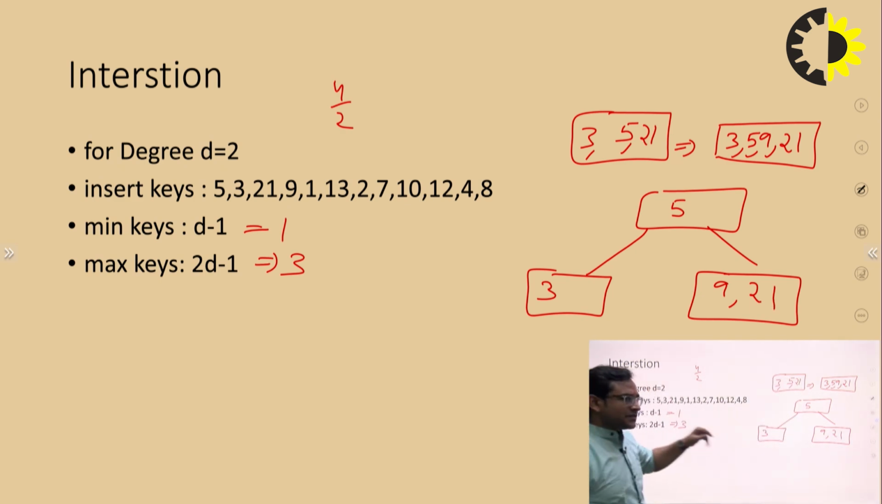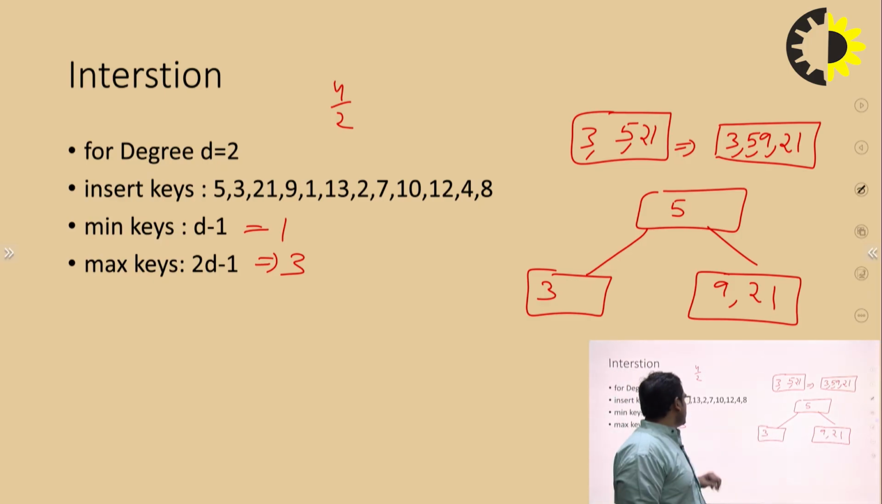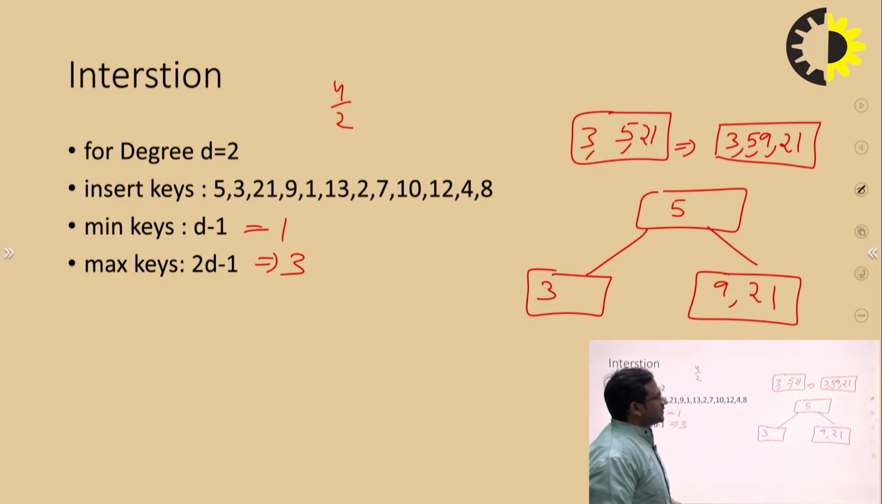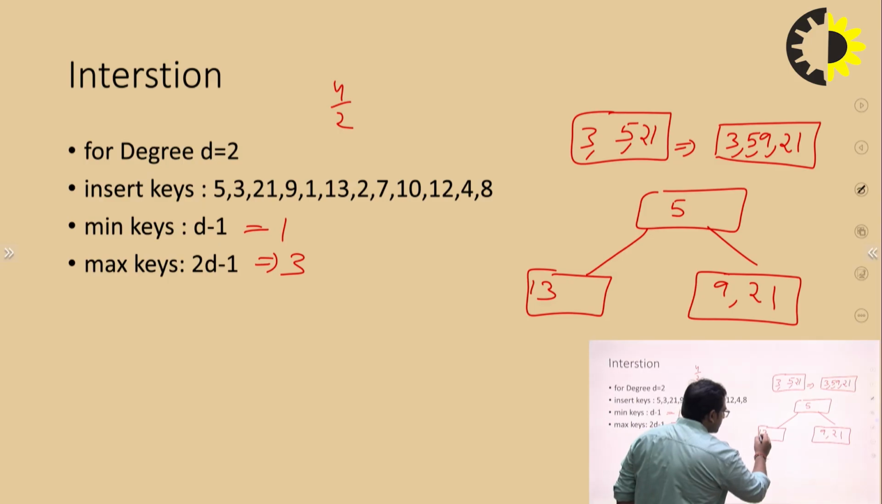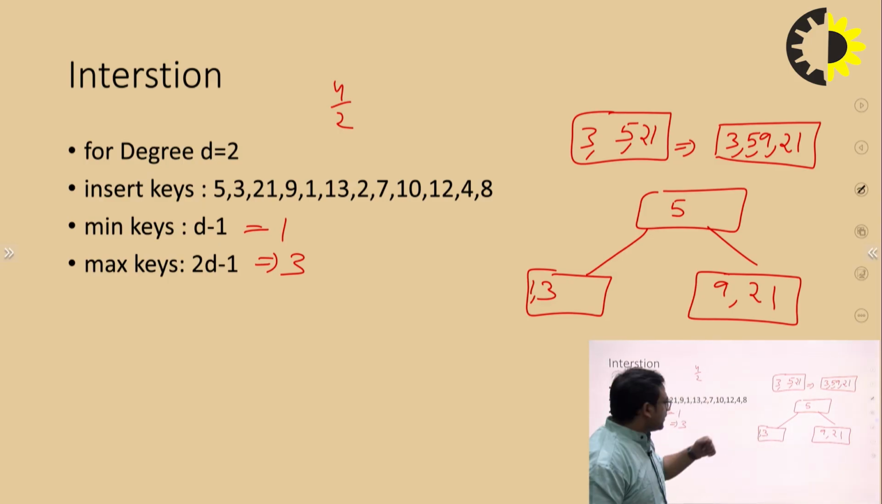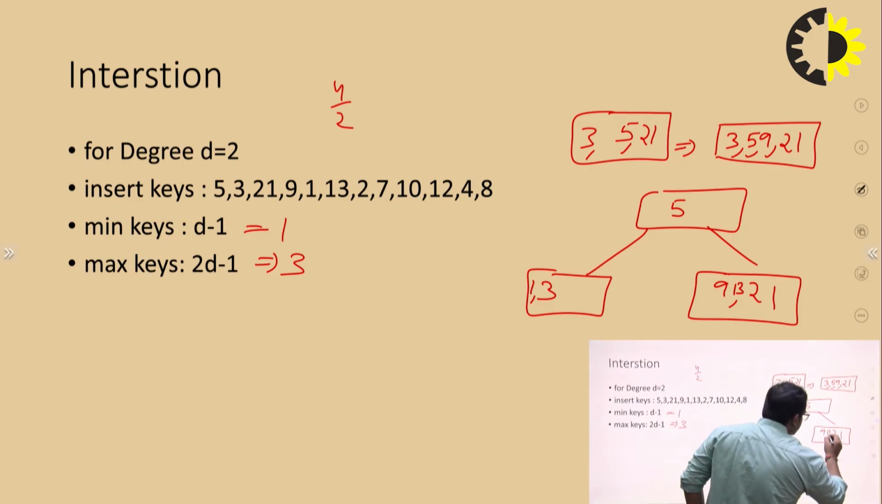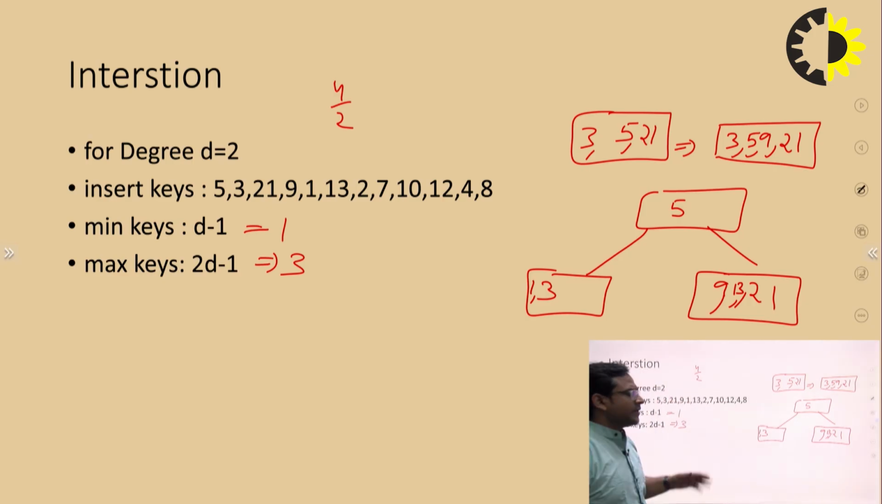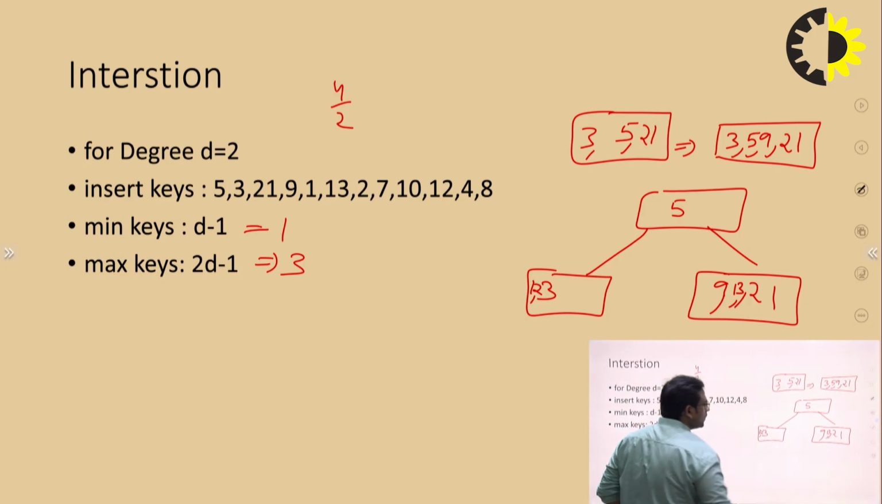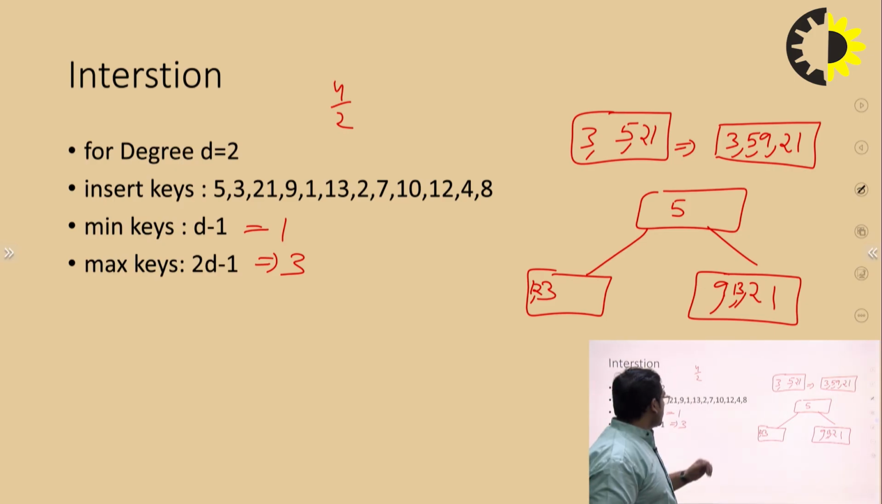Now you can see the minimum number of keys is 1, fine, no problem at all. Next, 1 is inserted, so the node is 1, 3, no problem. 13 should be here, so 9, 13, 21. There are 3 elements here, no problem at all. 2 is here, so 1, 2, 3, no problem at all.